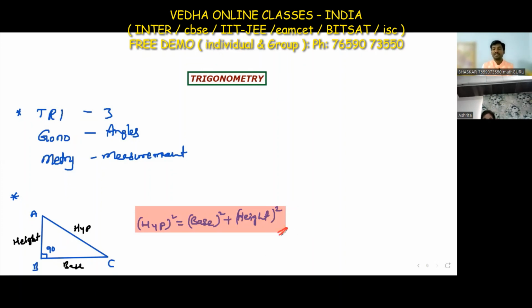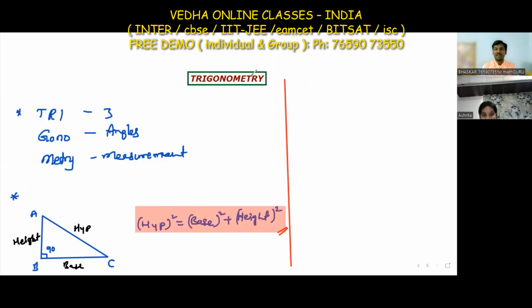So what is the formula once again? Pythagoras theorem: hypotenuse square is equal to base square plus height square. And what is the use of this? When we know any two sides, we can find the third side by using the Pythagoras theorem.